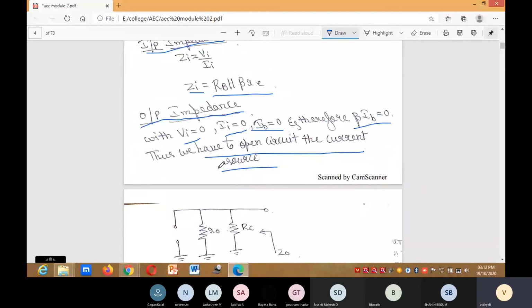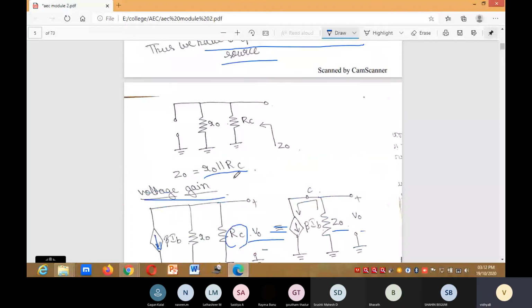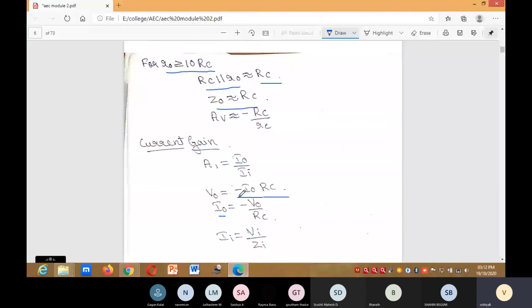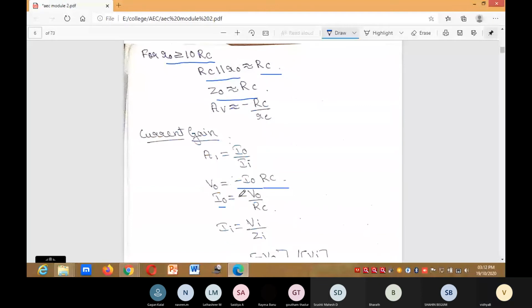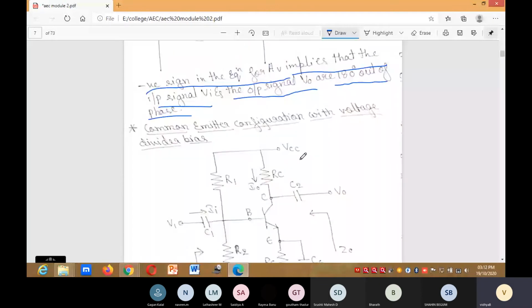For output impedance, you need to make the source 0, and the current is also 0. Then you need to find out the output impedance. Next, voltage gain. Next, you need to find out the current gain and phase relationship. Okay. Next topic is common emitter configuration with voltage divider bias.